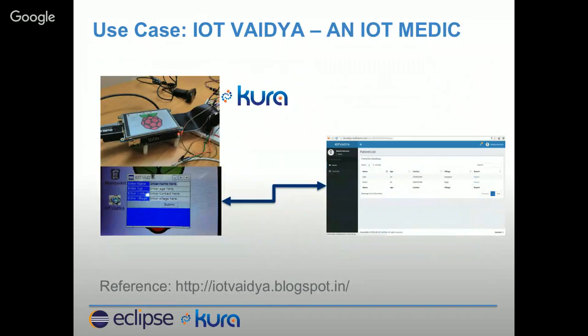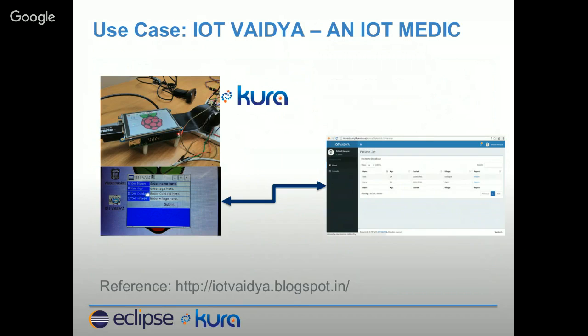The next one, and sorry for the simple slide. This is actually a really cool project that I couldn't really find a good way to put together what it's doing, so I'll just kind of give you an overview. This one is called IoT Vaidia, I believe is how you say it. It's an IoT medic, and this is one of my favorite because of just the originality of this, right? So this is someone trying to solve a real world problem, right?